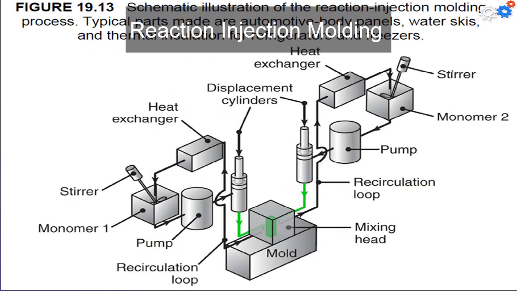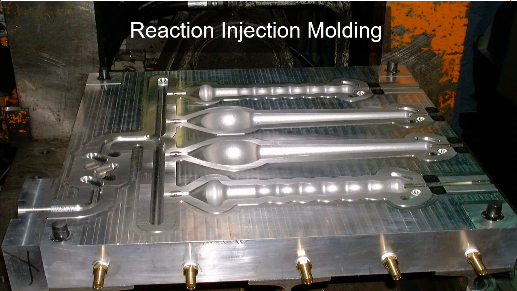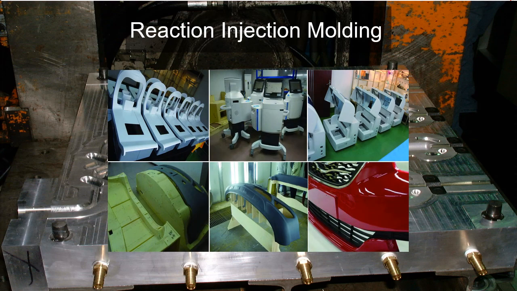In reaction injection molding, two highly reactive liquid ingredients are mixed and immediately injected into a mold cavity, where a chemical reaction leading to solidification occurs. There is no heat, just a chemical reaction. Thus, the mold will last longer. Various geometries are possible.